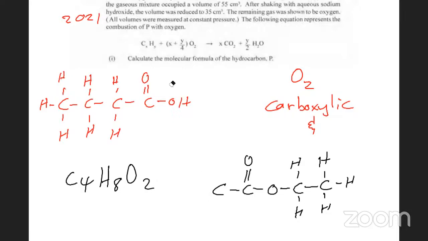Just draw it out. All right, so once you get a molecular formula with 2 oxygens, just draw a carboxylic acid and an ester. It could be any ester. It doesn't have to be 2 carbons on each side. So I'm just pointing out 2 oxygens, carboxylic acid, and ester.